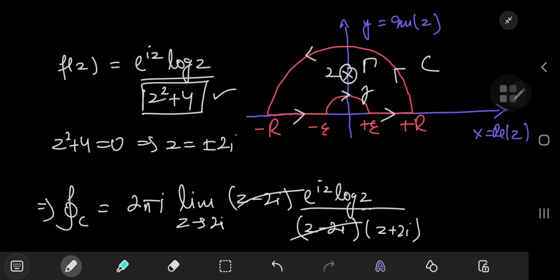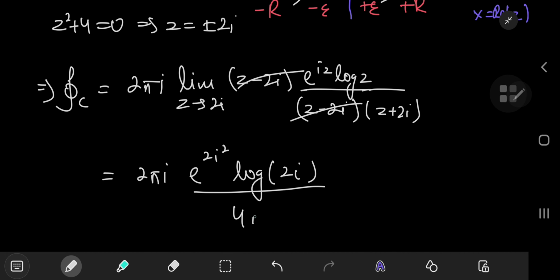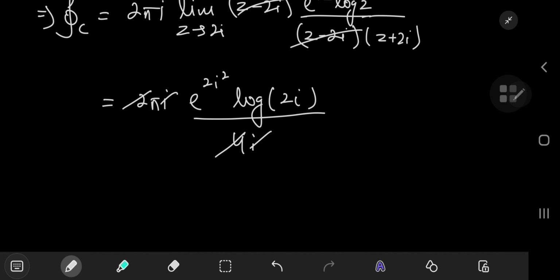So you have some nice cancellation going on here, and you're left with 2 pi i times e to the i times 2i times log 2i, sorry about that, divided by 2i plus 2i, which is just 4i. So some cancellation, some more cancellation, and you have e to the negative 2. So yeah, the result is looking pretty nice. You have pi divided by twice of e squared times log 2i.